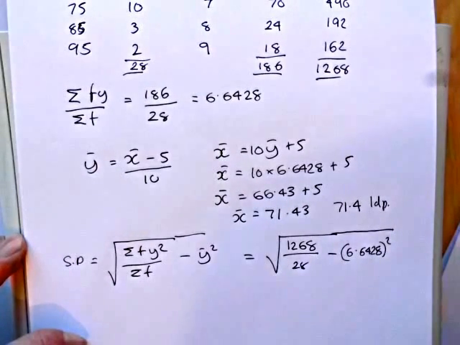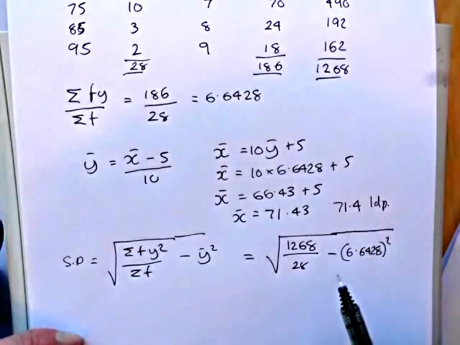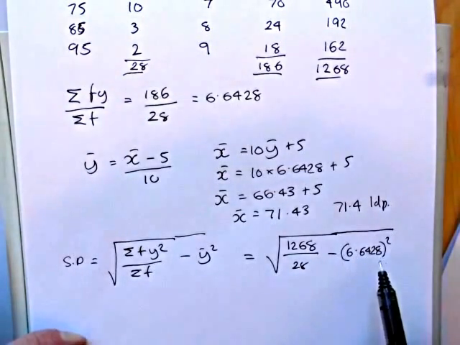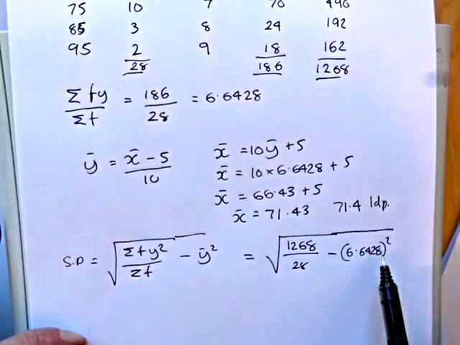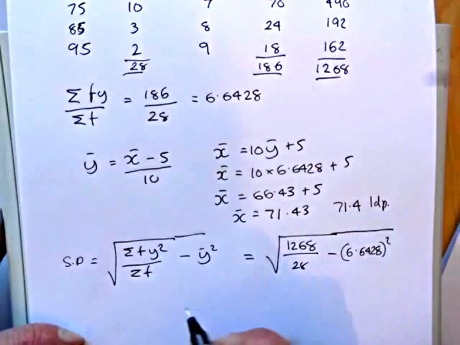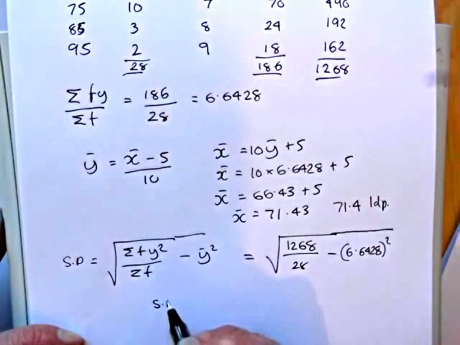Now, I'll try and get this quickly with my calculator. So the square root of 1268 divided by 28 and minus, open up my brackets. I knew I'd have a bit of trouble with this. Rather than waste a lot of time doing this, I'm assuming you can put that through your calculator. So we'll call that the standard deviation of y.